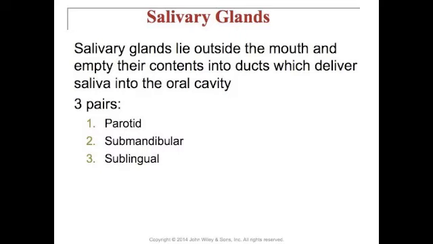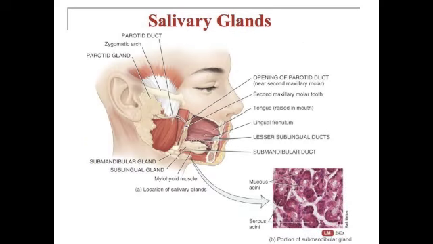The sublingual glands are beneath the tongue and superior to the submandibular glands. So this cartoon is figure 24.7 on page 950. As I said previously, there are three major salivary glands: the parotid, the sublingual, and the submandibular.